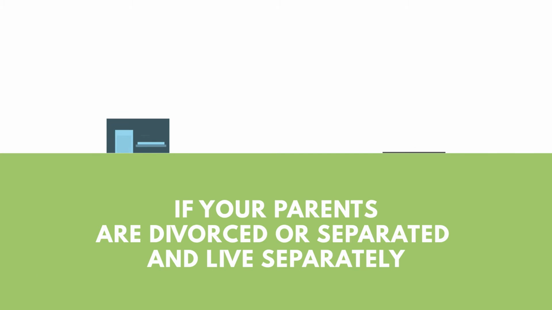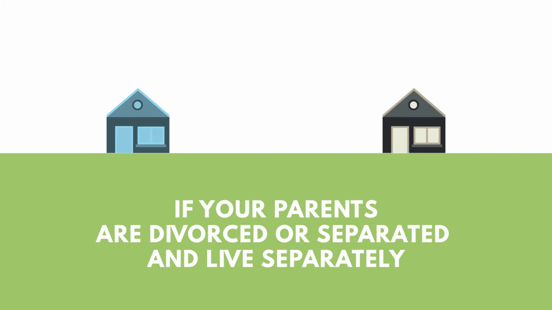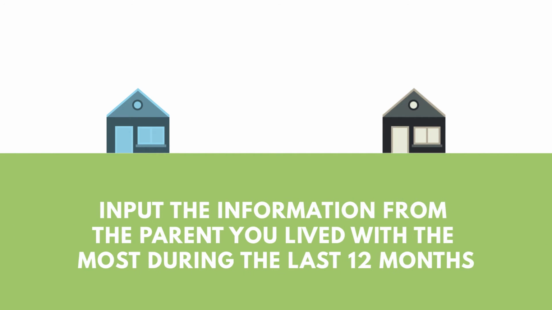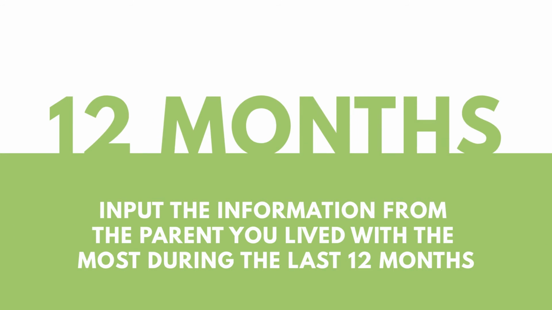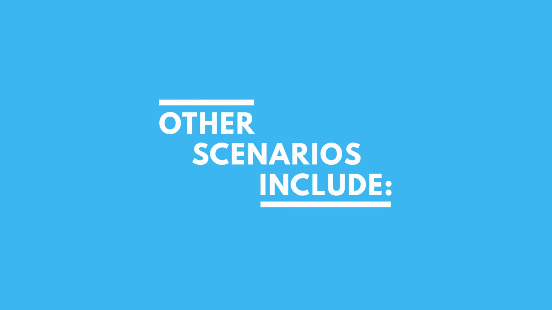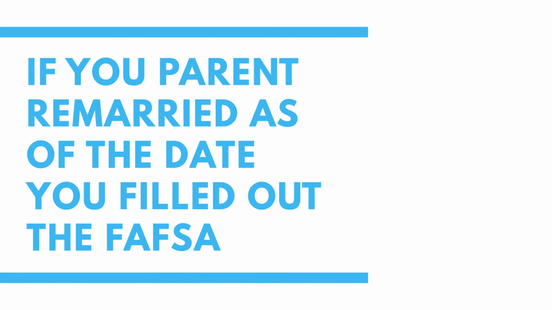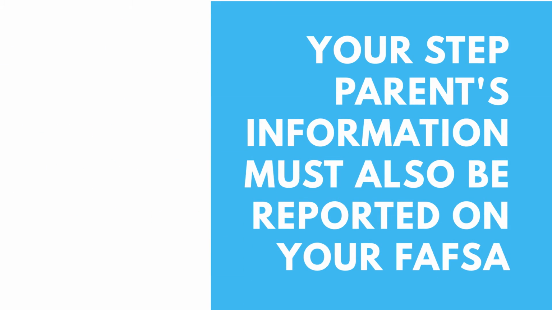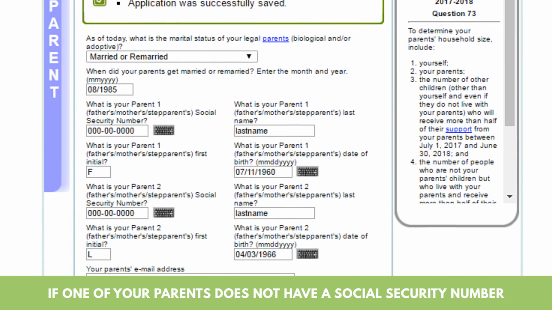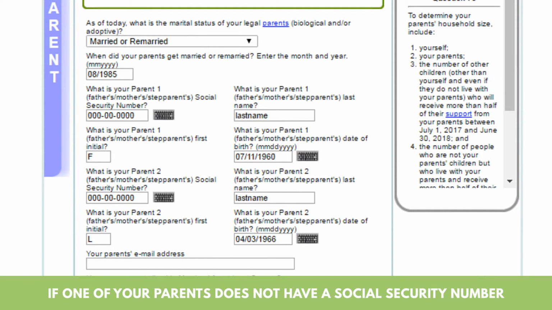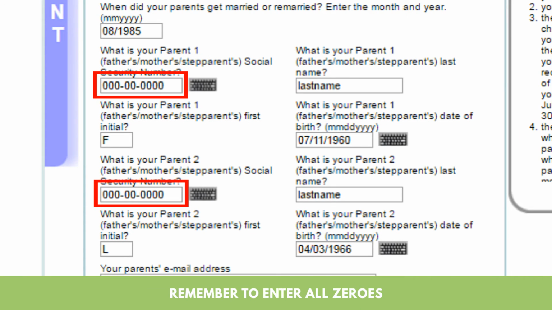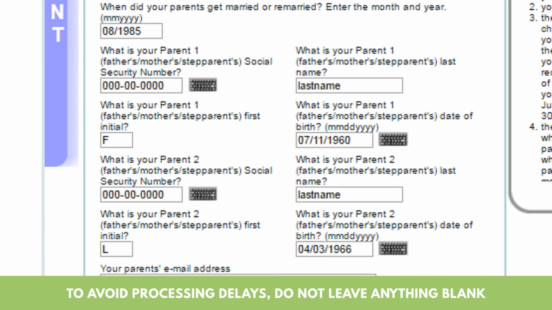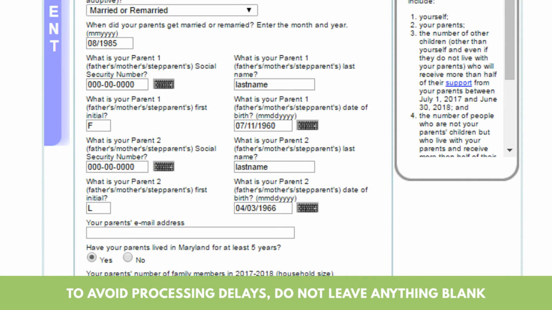If your parents are divorced or separated and live separately, input the information from the parent you lived with the most during the last 12 months. Other scenarios include if your parent remarried as of the date you filled out the FAFSA, your step-parent's information must also be reported on your FAFSA. If one of your parents does not have a social security number, remember to enter all zeros. To avoid processing delays, do not leave anything blank.